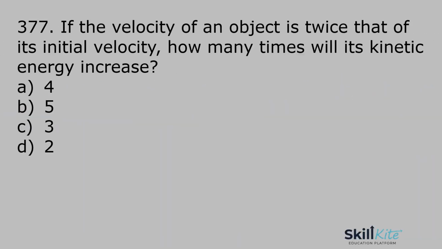If the velocity of an object is twice that of its initial velocity, how many times will its kinetic energy increase? The kinetic energy formula is half mv square. So that is the first relation.